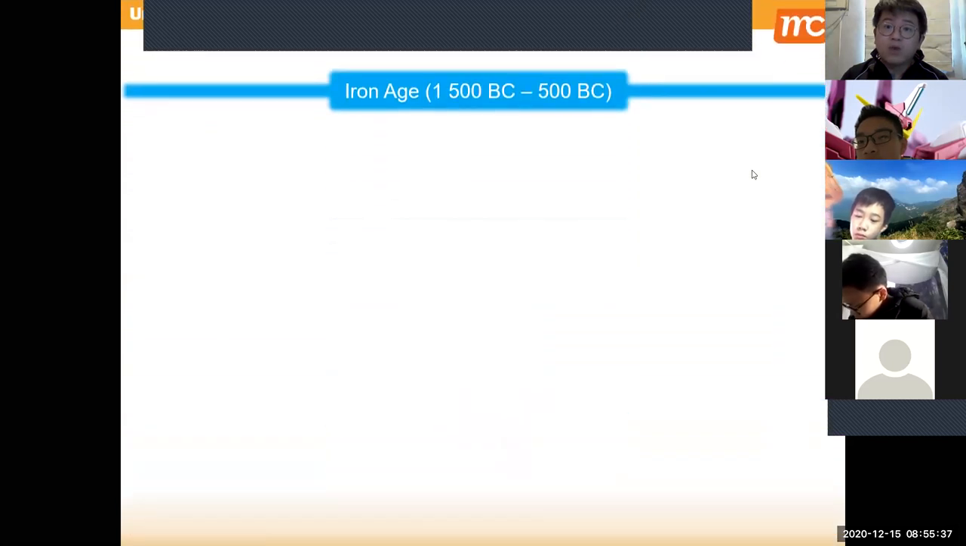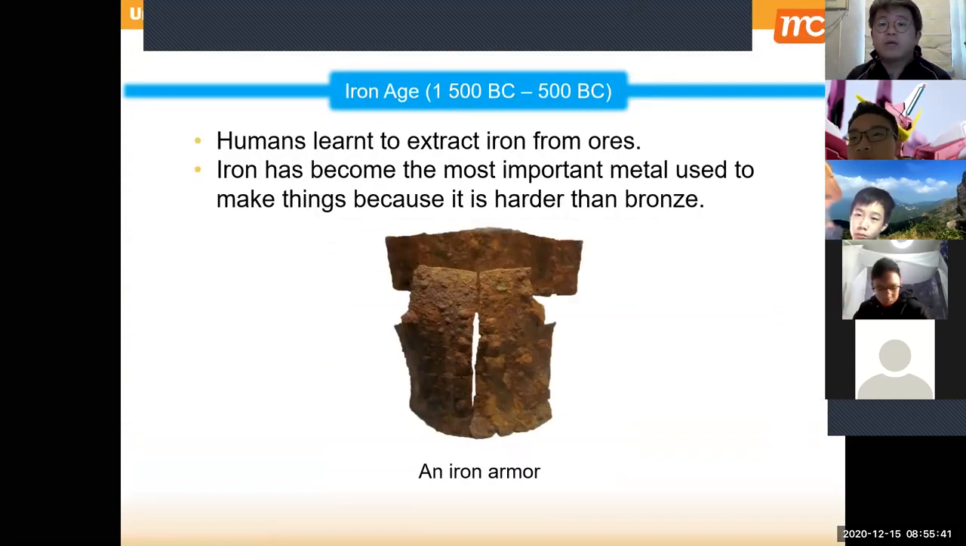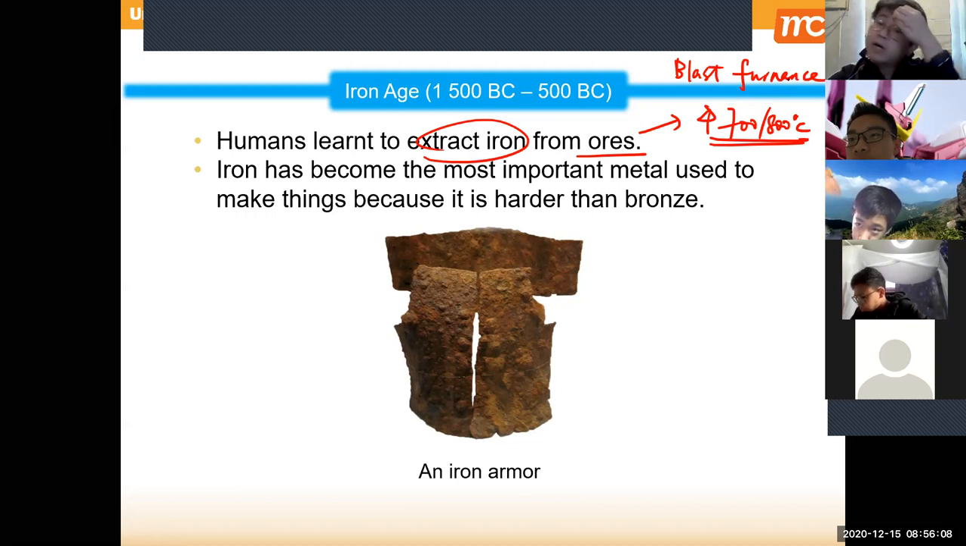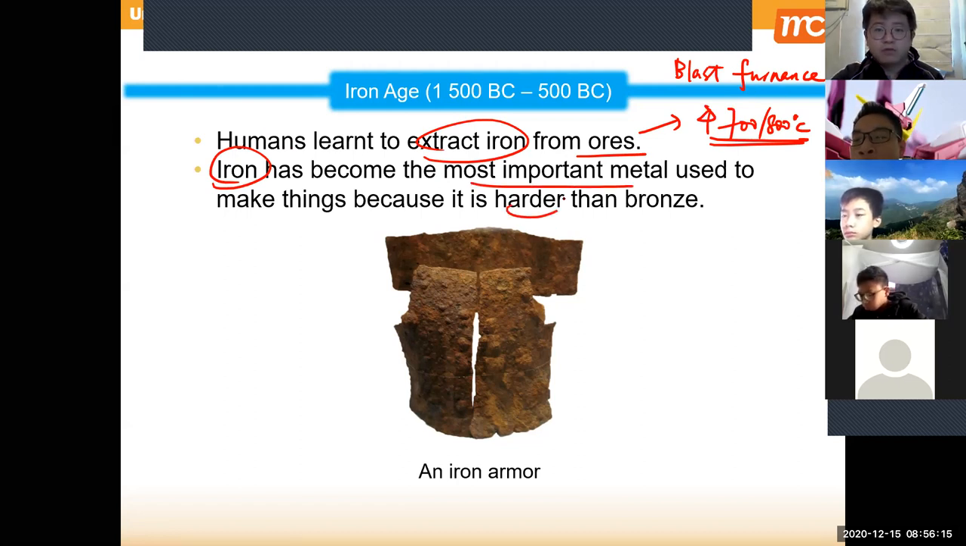Afterwards, when technology advanced, people could heat it to a higher temperature. With the advancement of extraction, humans learned how to extract iron from ores. The temperature was raised to 700 to 800 degrees. They had such a technique, and we call that a blast furnace, 古风炉. It is a place where the temperature is so high inside. Iron became the most important metal starting from this. And you find that again, it is harder. The material is better in terms of hardness when you compare it with bronze. You may find that pieces of iron are somewhat brittle when they are antiques.